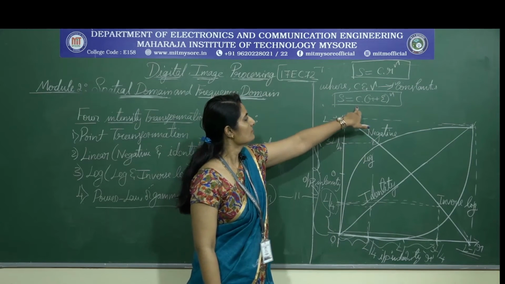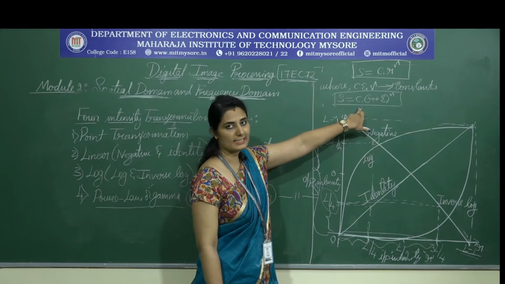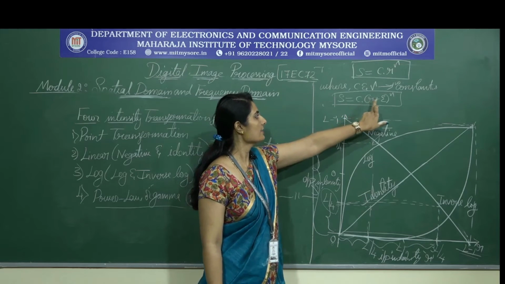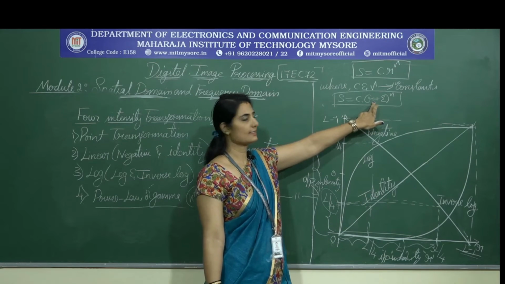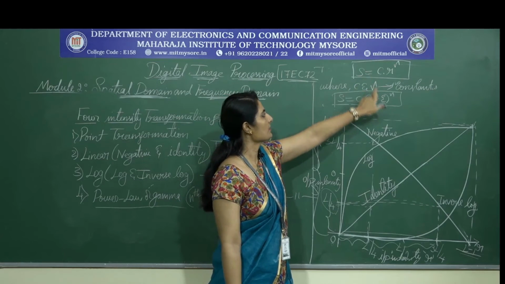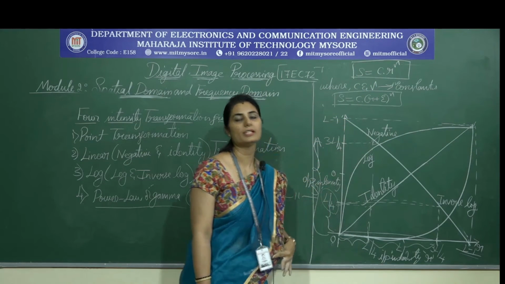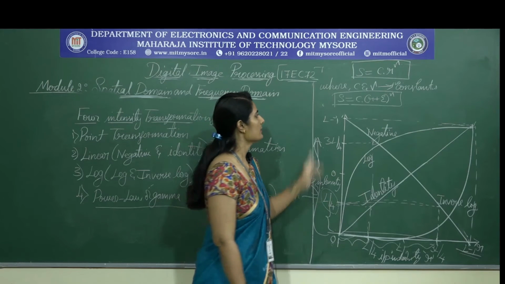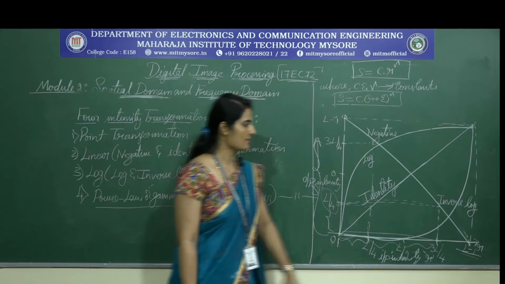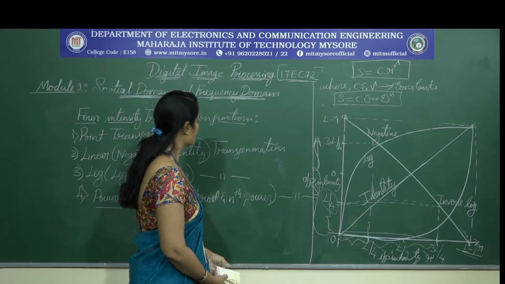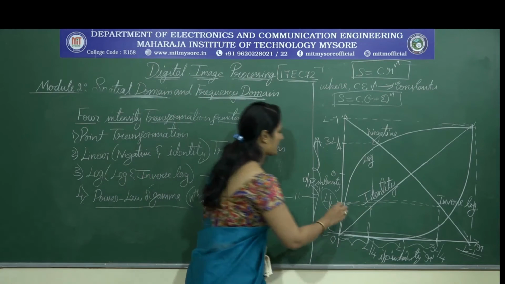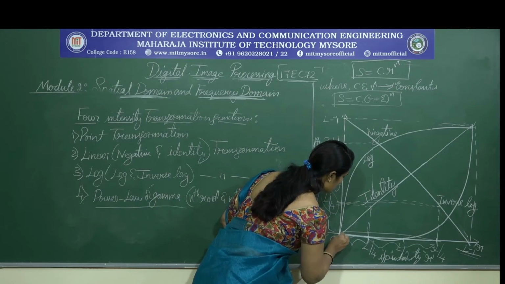when offset is considered. That means if the value of R is 0, then the expression changes to S is equal to C into (R plus epsilon) power gamma, okay, where C and gamma are constants. Now the graph of this power law transformations appears like this.